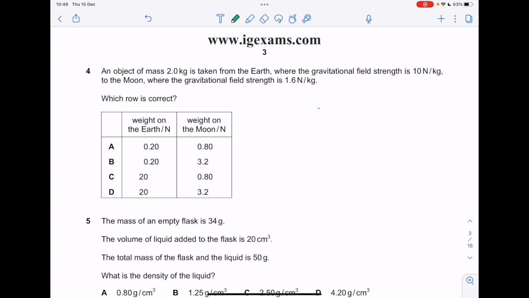An object of mass 2 kilograms is taken from the Earth where the gravitational field strength is 10 to the Moon where the gravitational field strength is 1.6. Which row is correct? So we're looking for the weight on the Earth and on the Moon, so you need this equation, weight equals mass times gravity. So let's do on the Earth first of all. We know its mass was 2, its gravity was 10, so that becomes 20 newtons.